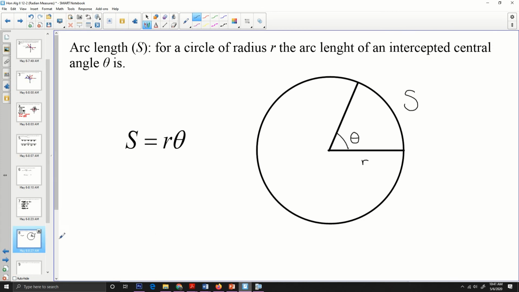Finally, the arc length, S. For a circle of radius r, the arc length of an intercepted central angle theta is S equals r theta. So if they give you this r, they give you this theta. Again, theta must be in radians. All right. Theta must be in radians for this to work. There's another equation for degrees. It's a little bit more complex.